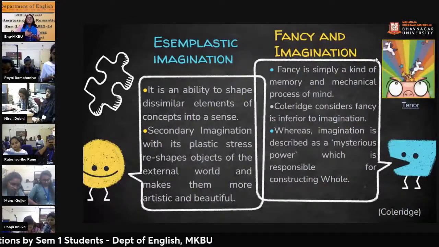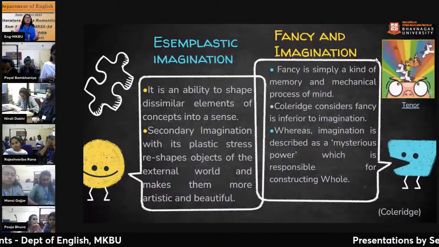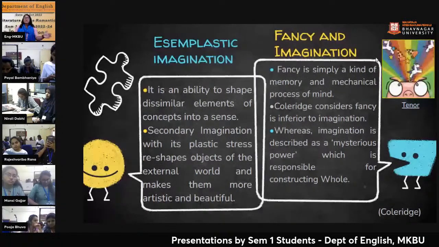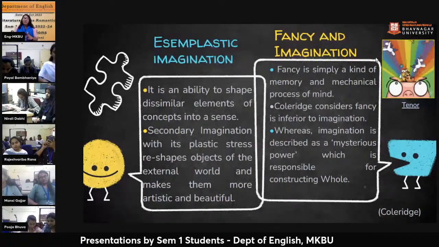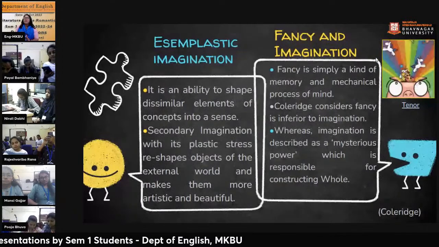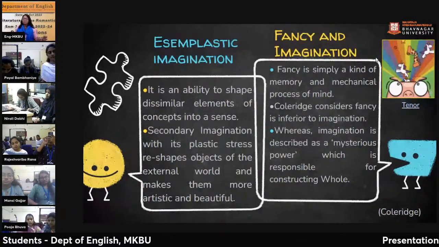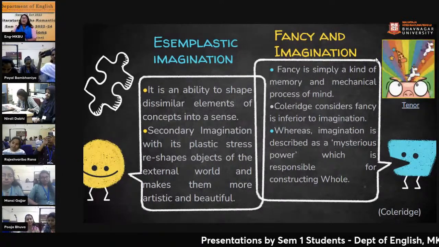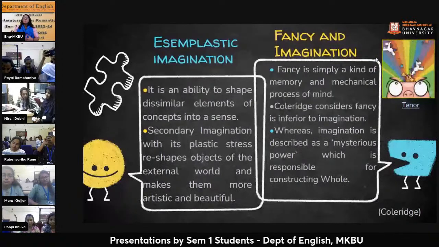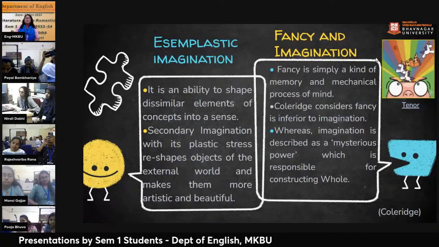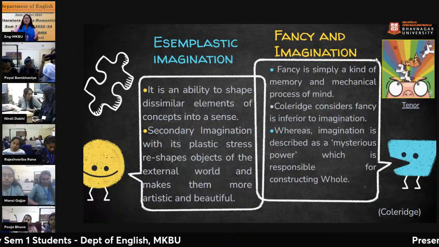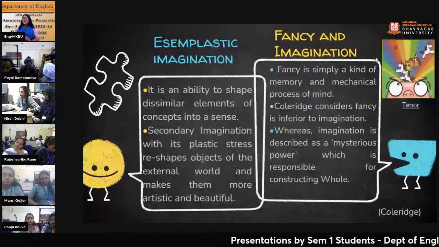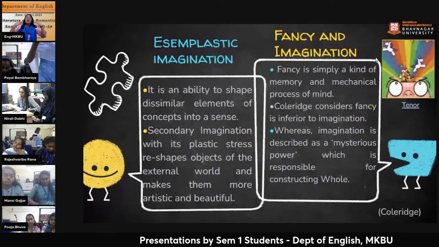Then, fancy and imagination. So many poets and philosophers describe imagination and fancy in similar words and a similar manner, but Coleridge wants to define that fancy and imagination are two different things. Fancy is a simple kind of memory or mechanical process of the mind, and imagination is described as a mysterious power which is responsible for constructing the whole. Coleridge considered fancy inferior to imagination. Fancy is lower than imagination; imagination is something higher than fancy.